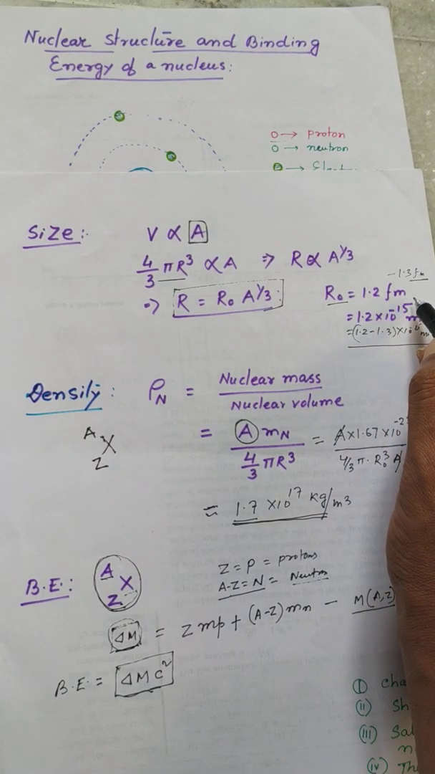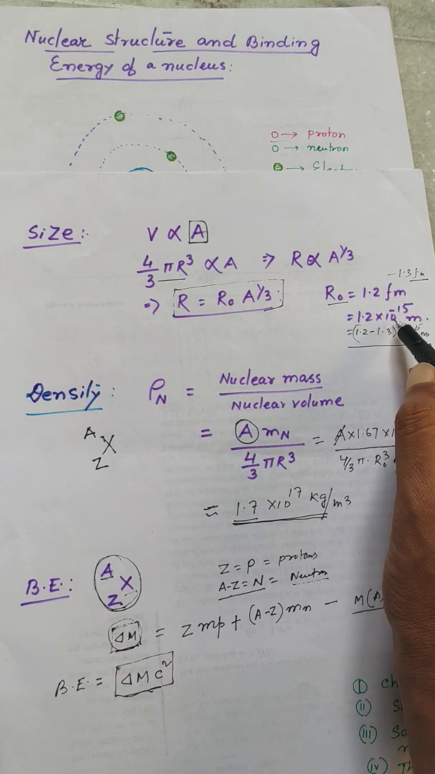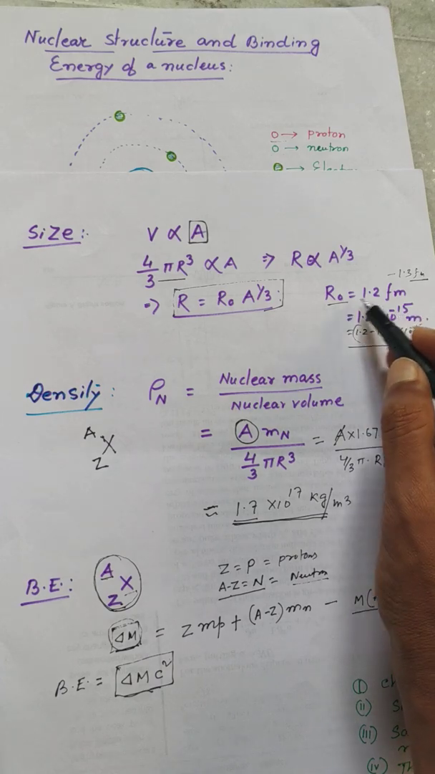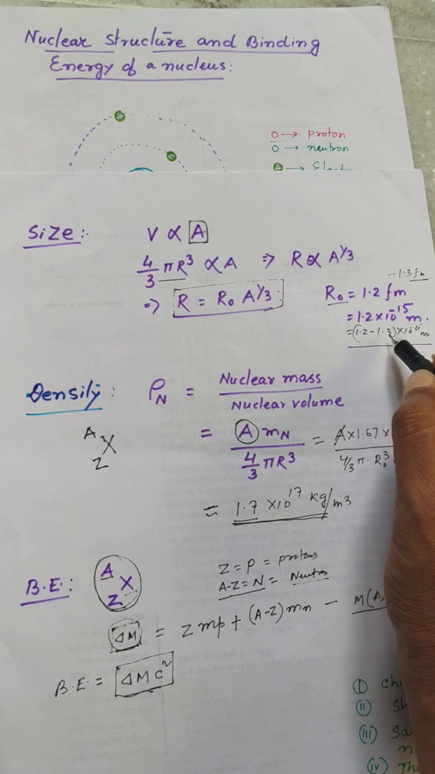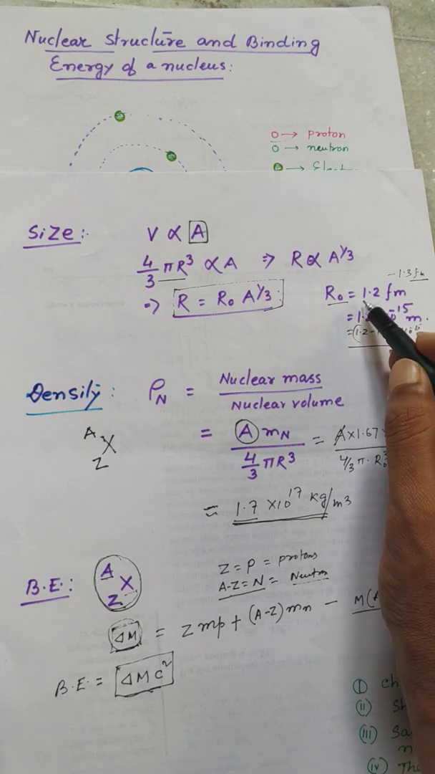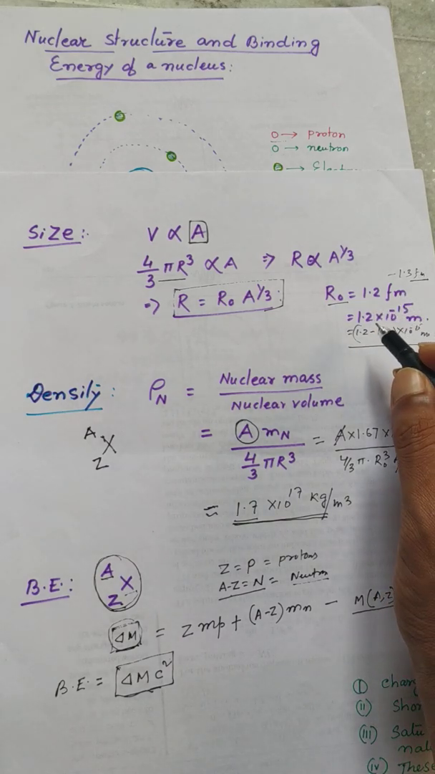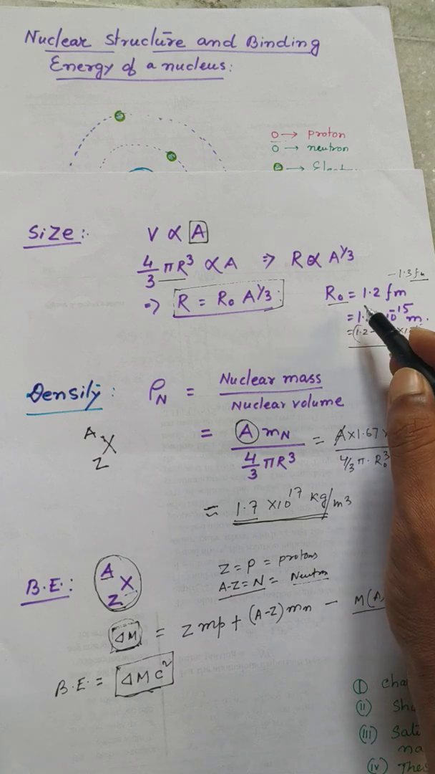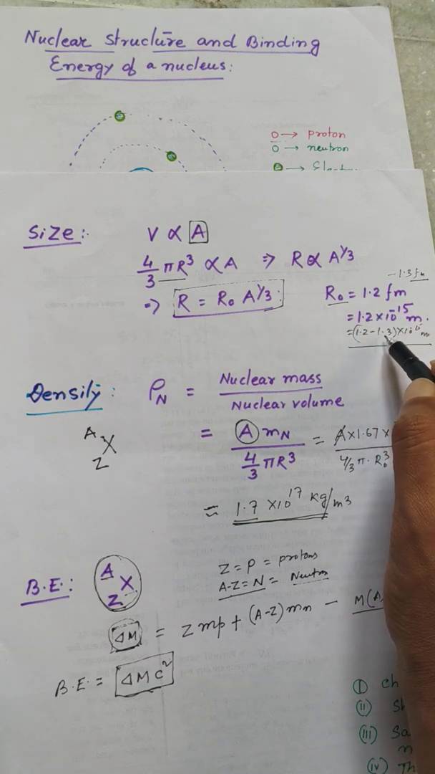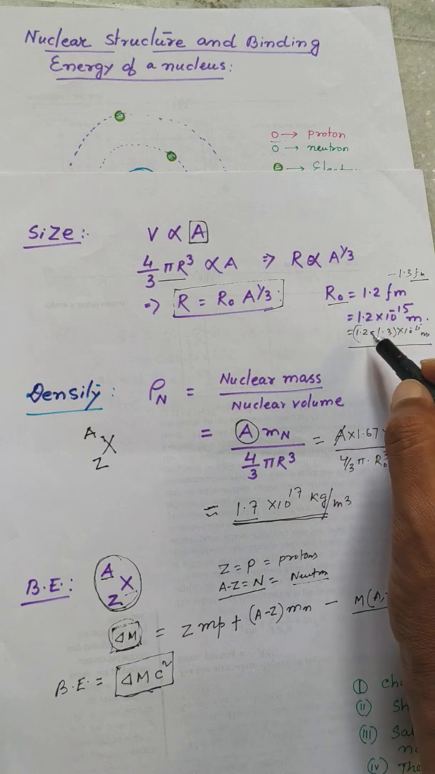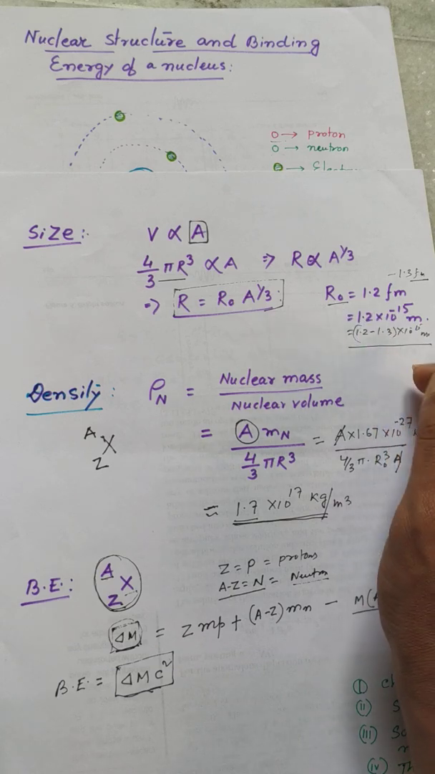Fermi means femtometer, and the value is 10 to the power minus 15 meter. So the r0 is equal to 1. Actually, the r0 varies from 1.2 to 1.3 times 10 to the minus 15 meter. For lighter elements, the value of r0 is about 1.2 Fermi, but with increasing mass number, the value of r0 slightly changes and becomes almost 1.3. So the r0 varies from 1.2 to 1.3 Fermi.